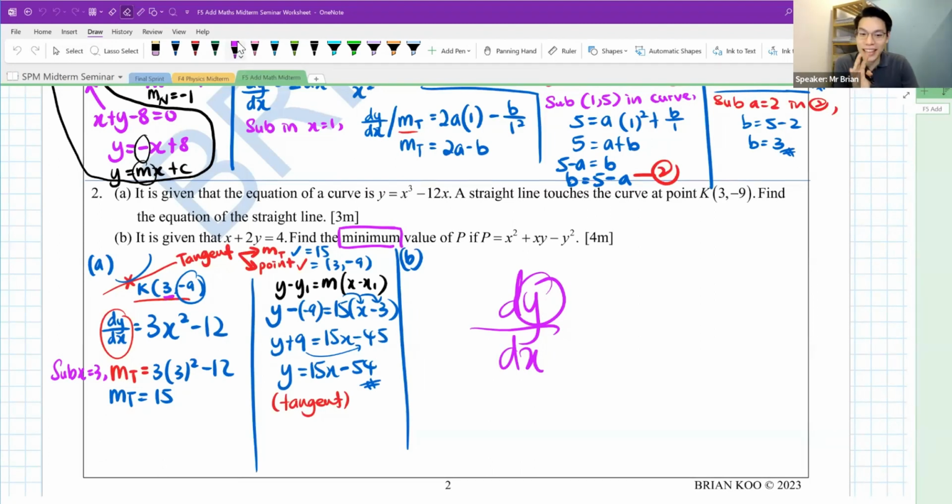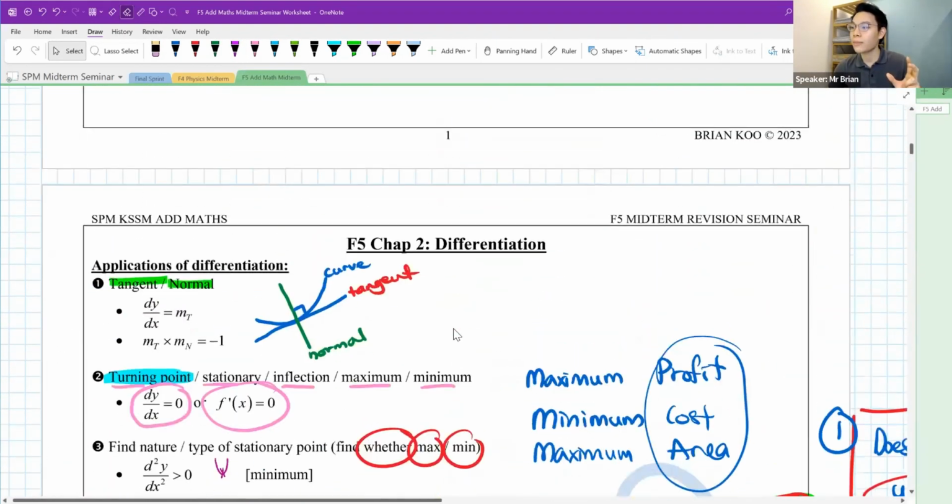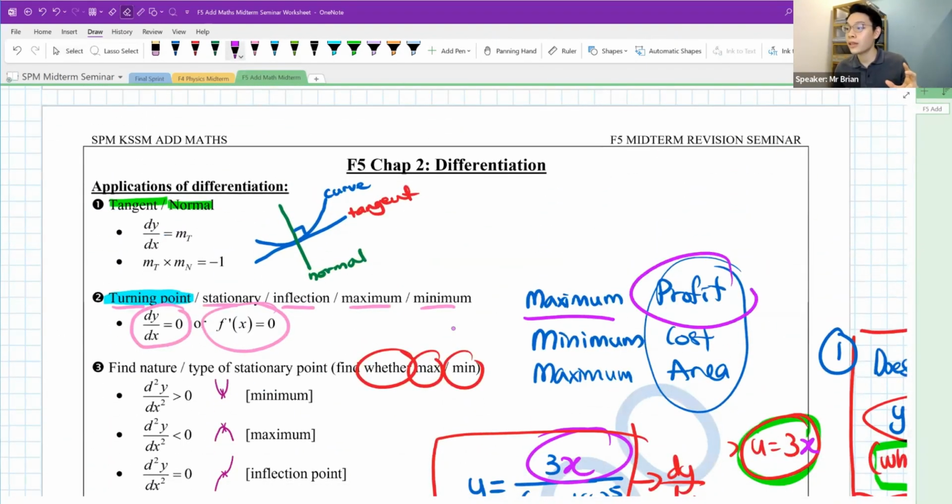If you're starting to doubt yourself, if you're a bit unsure because you rarely see this kind of question, yes, it is P. Those who answered P, very good. How do I know? Minimum value of who? P. Can you see? So later on, you will start to see questions like this. Just now I said, when they talk about maximum profit, who is maximum? The profit. I will differentiate the profit. Maybe they call the profit P. So who you need to differentiate, you must be clear.